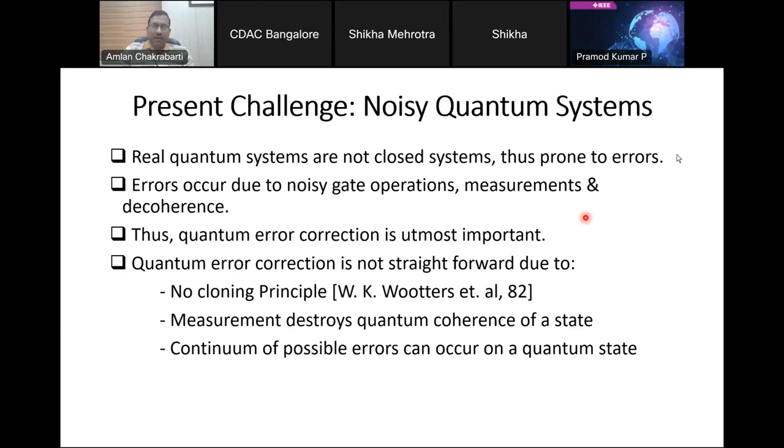So there are two kinds of errors: quantum memory error and quantum gate error. Quantum gate error means that when we do gate operations, the gates are also not perfect, and they can induce certain errors. Quantum memory errors mean that the quantum states in the quantum registers themselves decohere with time.